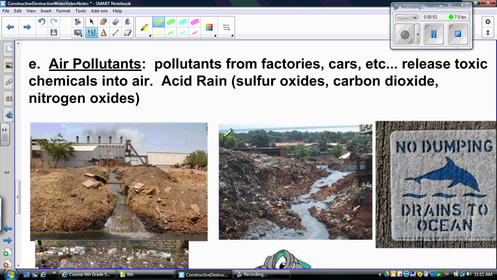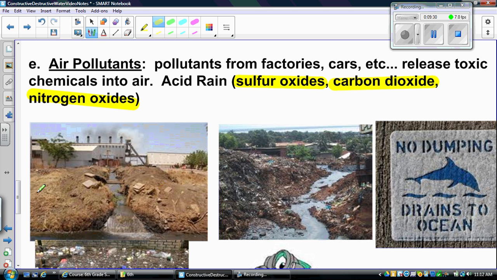Basically, just so you get an idea of what these are, sulfur is an element on the periodic table, and so is oxygen. If you combine sulfur and oxygen together, we call those sulfur oxides. If you combine nitrogen and oxygen together, that's nitrogen oxides. And carbon dioxide is carbon and two atoms of oxygen put together. Those are some chemicals that can get released from our factories and cars, and they'll attach themselves to water molecules in the atmosphere, and then that will come down with the water as acid rain.